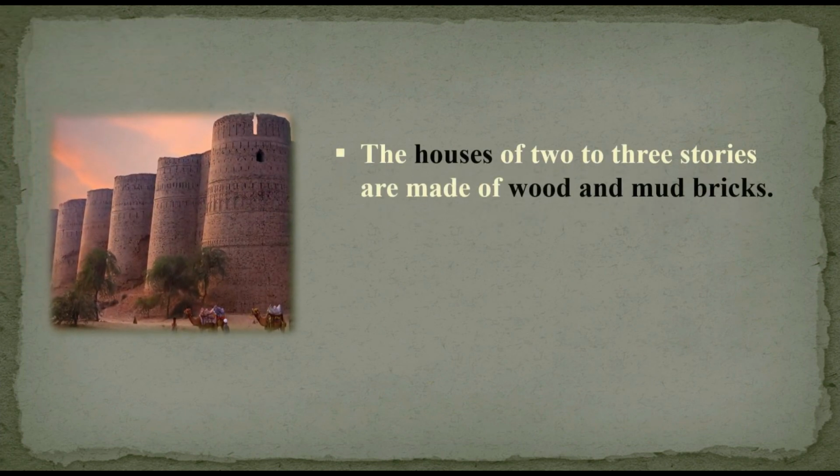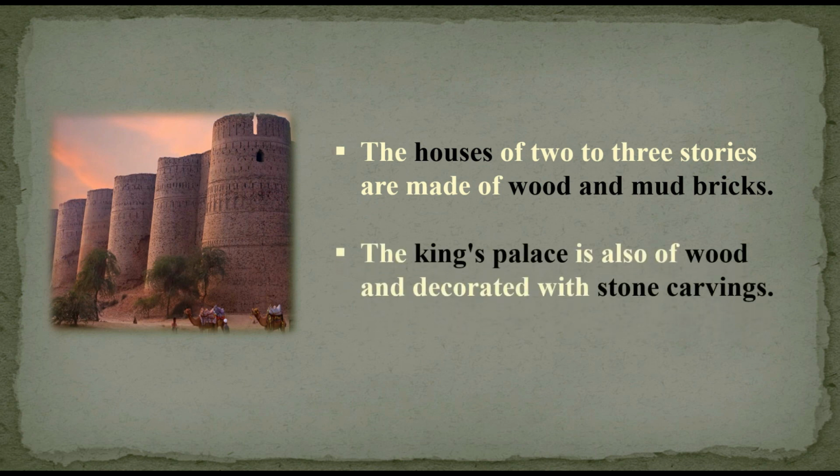And the houses of two to 3 stories are made of wood and mud bricks. So the houses are in the form of 2 to 3 stories, made of wood and also mud bricks. The king's palace is also of wood and decorated with stone carvings. So these are all the things written about Pataliputra.